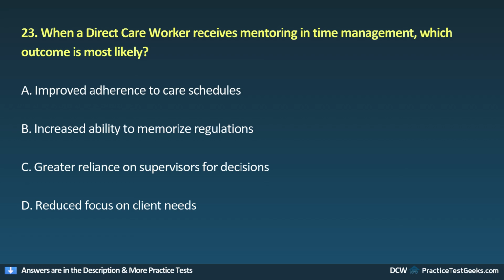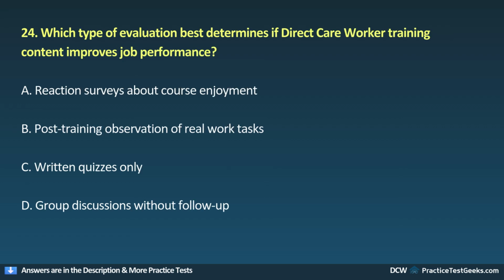A. Improved adherence to care schedules. B. Increased ability to memorize regulations. C. Greater reliance on supervisors for decisions. D. Reduced focus on client needs. 24. Which type of evaluation best determines if direct care worker training content improves job performance?